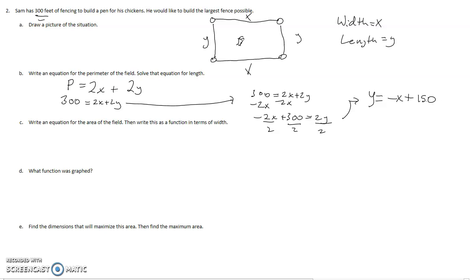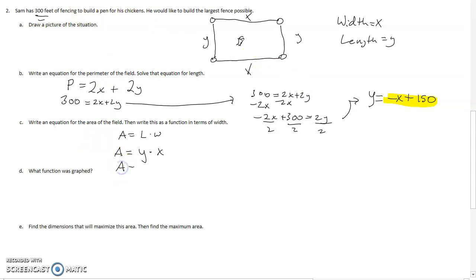Now it says write an equation for the area of the field. Write this as a function in terms of the width. So we know that the area is equal to the length times the width, right? That's our formula for area of a rectangle. Now, we know the length. We know that the length is y, and we know that the width is x. Now I just did a little work here though. I solved for y. What did I find that y was equal to? Y was equal to negative x plus 150.